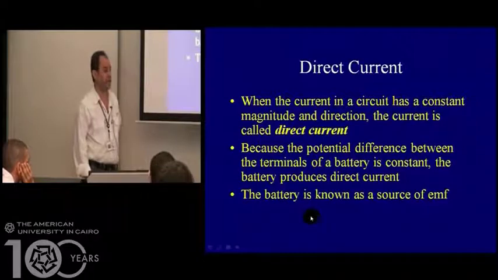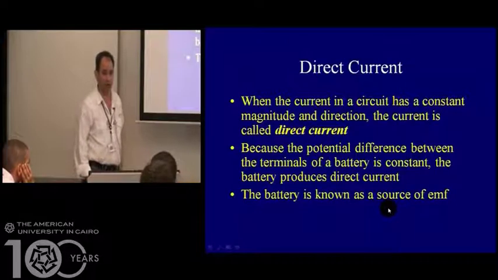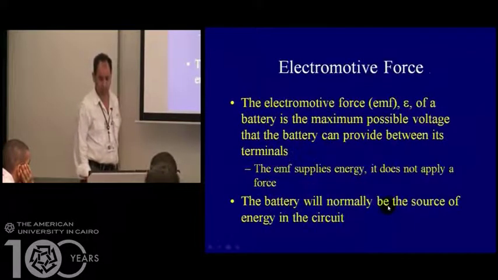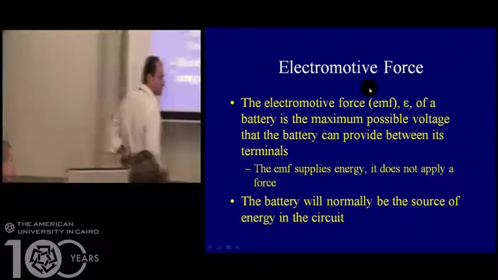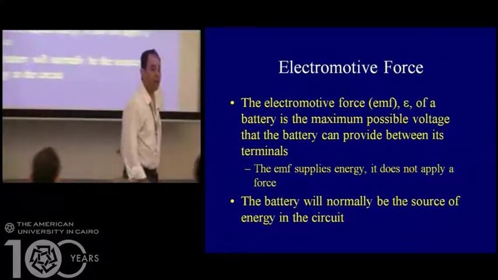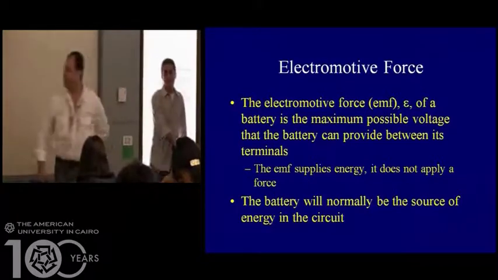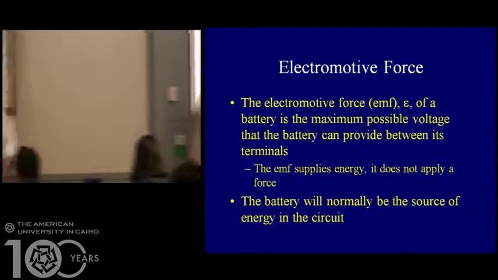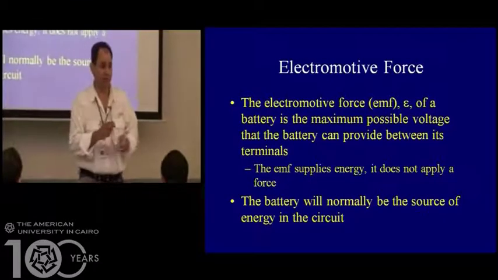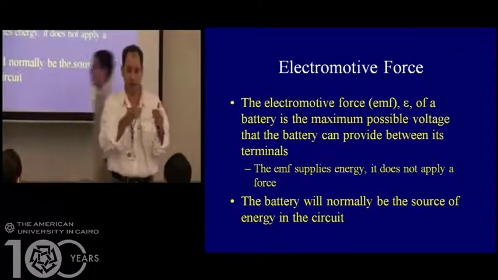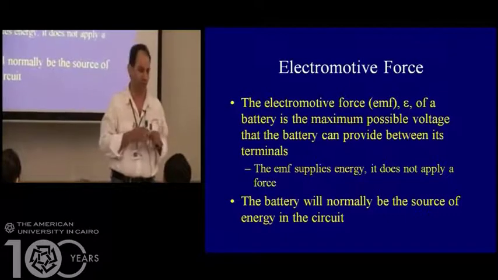The battery, any battery in a circuit, is known to be the source of the electromotive force. It's a source of potential, only a source of potential. What is electromotive force? Electromotive force is the maximum potential, the maximum voltage that you can draw from a battery. Between the terminals of a battery, there is a potential. The maximum potential you can get from that battery, we call the electromotive force.